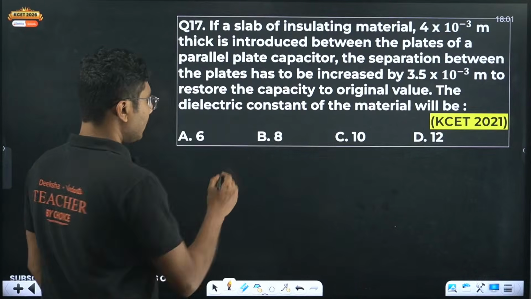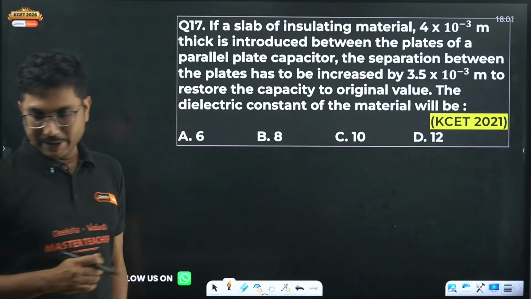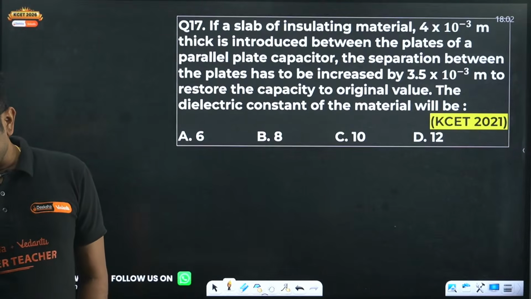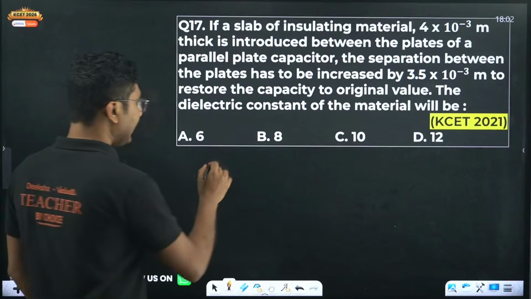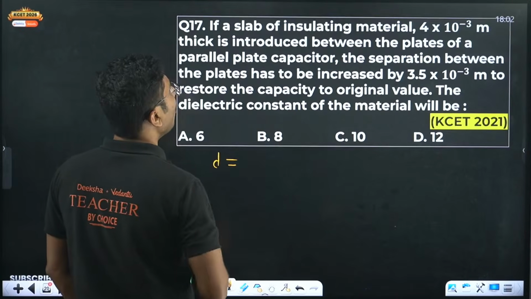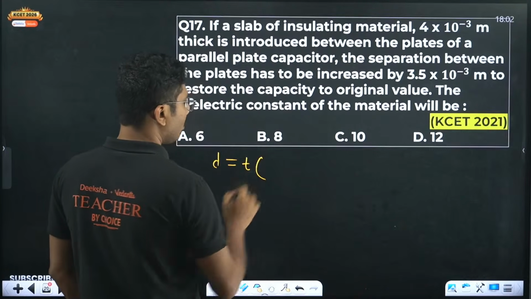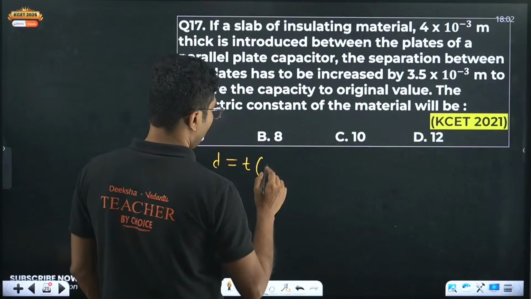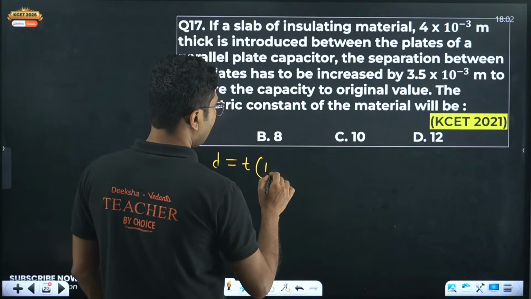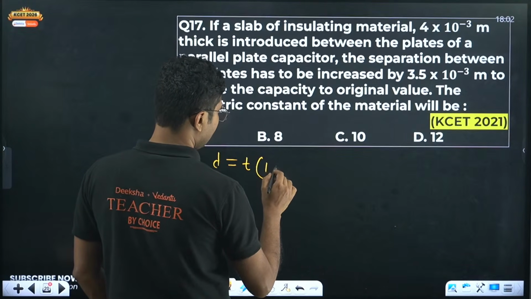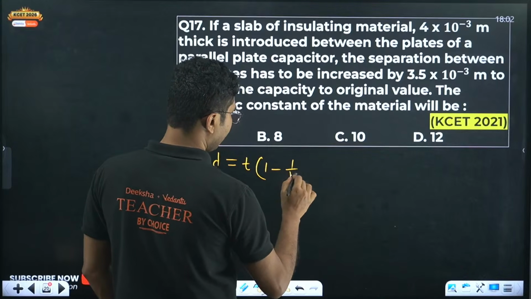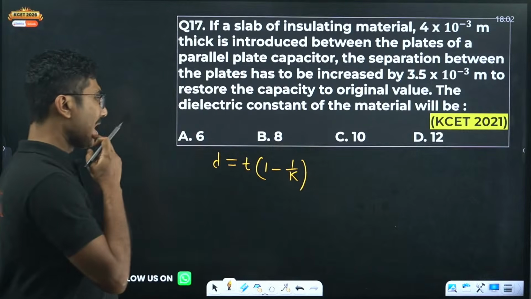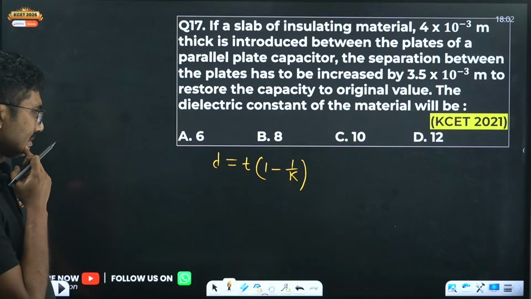So here the increase in gap is given by d equals t into 1 minus 1 by K, I think. Minus 1 by K, if I remember this correctly. Minus or plus?